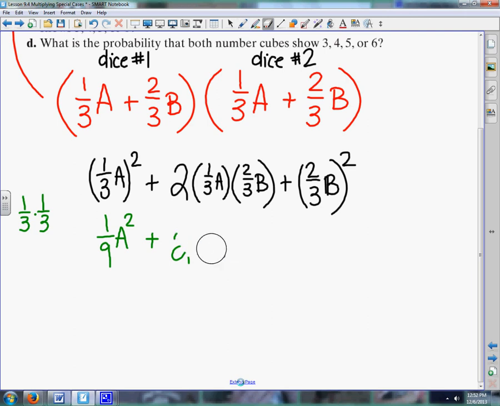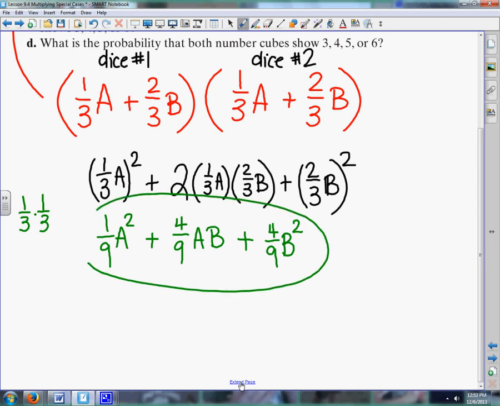Oh no, I'm multiplying. Sorry, I messed up. I added those two together. So 2 times 1/3 is 2/3 A, and then you're going to times that by 2/3 B. So that's 4, and when you multiply, you just go straight across. So that's 4/9 AB. And then 2/3 squared is going to be 4/9 B squared. Crazy. That is just craziness right there. So that is the probability.